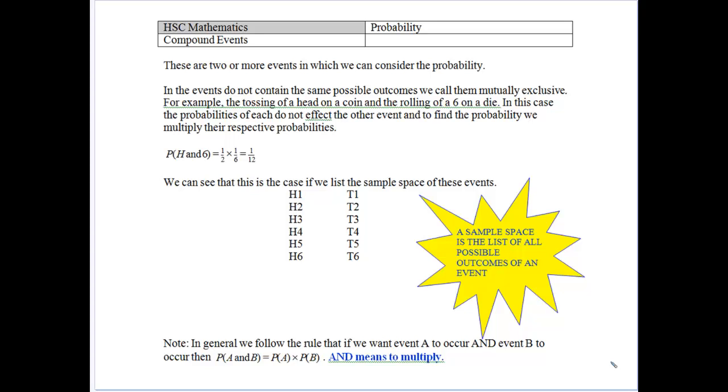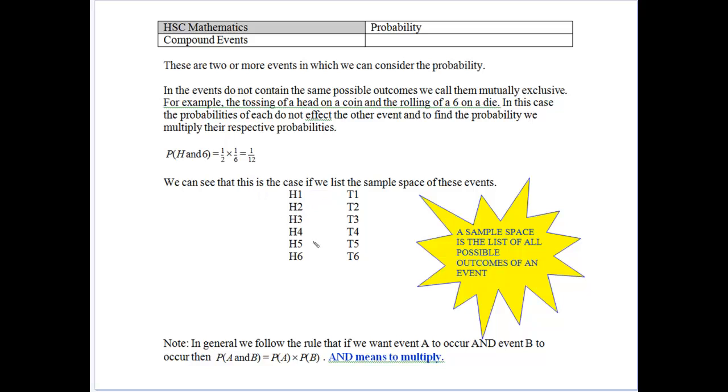Now, we want to look at situations where we've got two events occurring at the same time or after each other, and we have to get the probability for them. We call these compound events. We'll use a pretty simple example: the idea of tossing a head on a coin and rolling a 6 on a die.